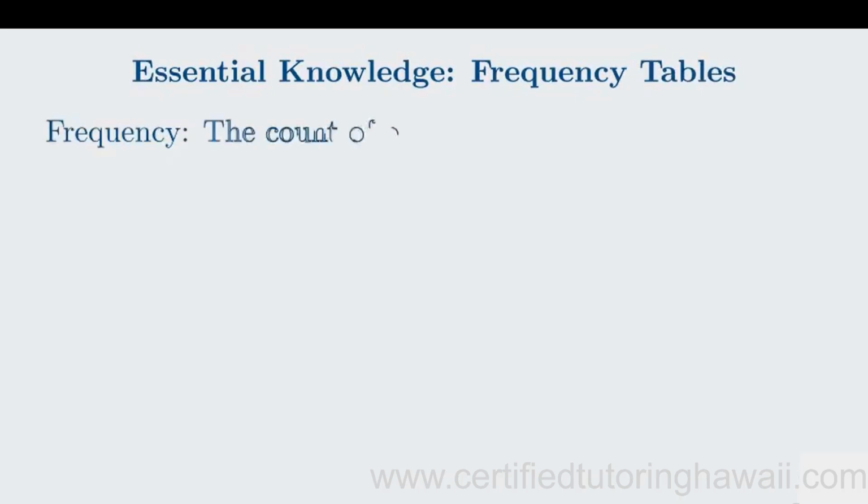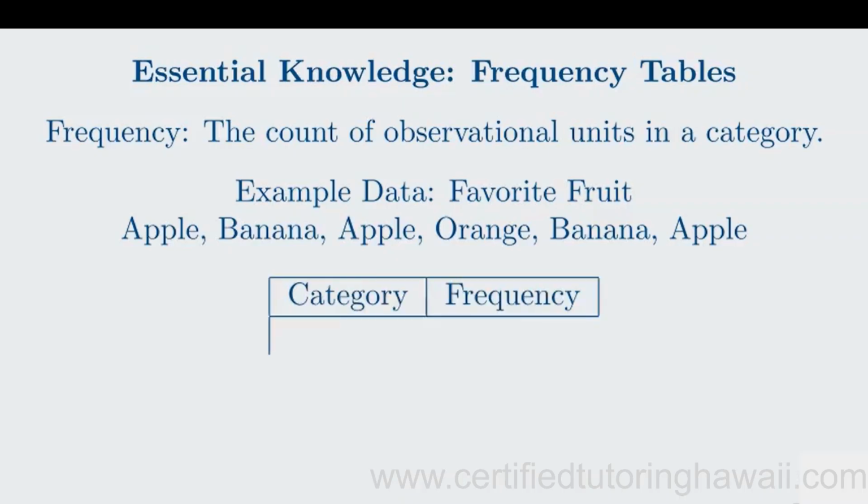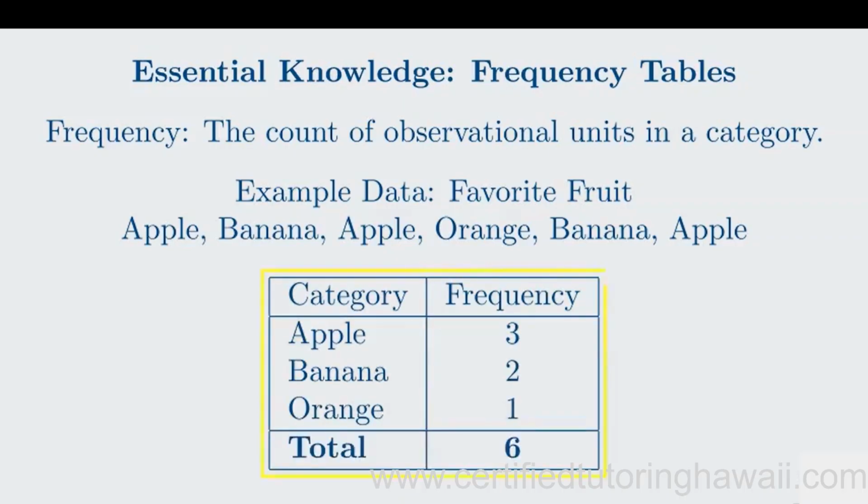The word frequency simply means count. A frequency table shows the number of observational units that fall into each category of our variable. Imagine we survey 6 students about their favorite fruit. To turn this raw data into a frequency table, we list the unique categories and count how many times each appears. Notice how the total of the frequencies equals our total sample size, which is 6. This is a simple but essential way to see the distribution of our data at a glance.